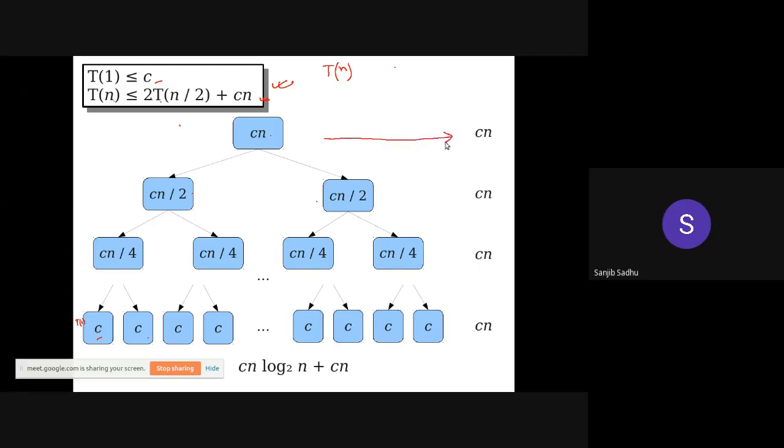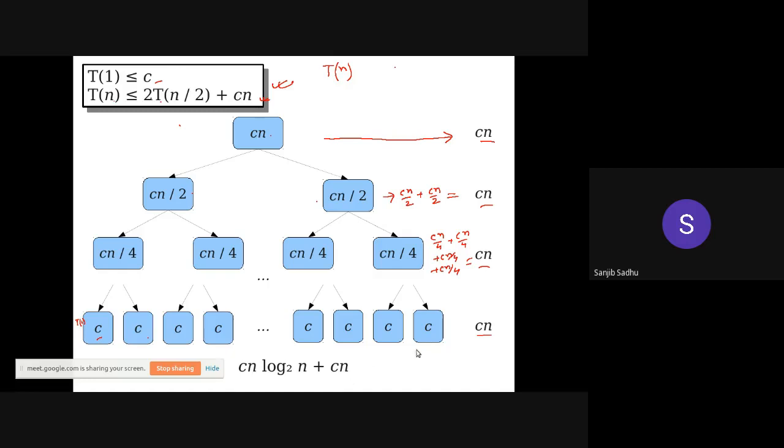Now compute the cost at each step. This needs C into n. This is Cn by 2 plus Cn by 2, that is equal to Cn. Similarly, here you add all the steps in this level. That means Cn by 4 plus Cn by 4 plus Cn by 4 plus Cn by 4, that will be equal to Cn. So if you go on adding at each level, the total cost at each level will be Cn. Similarly, here also it will be Cn.